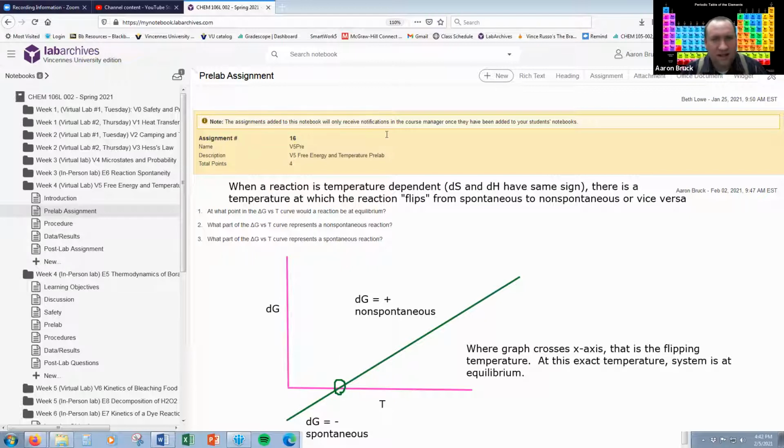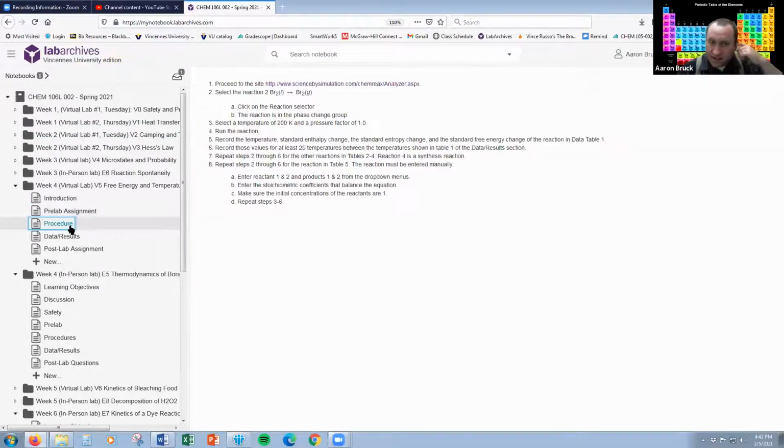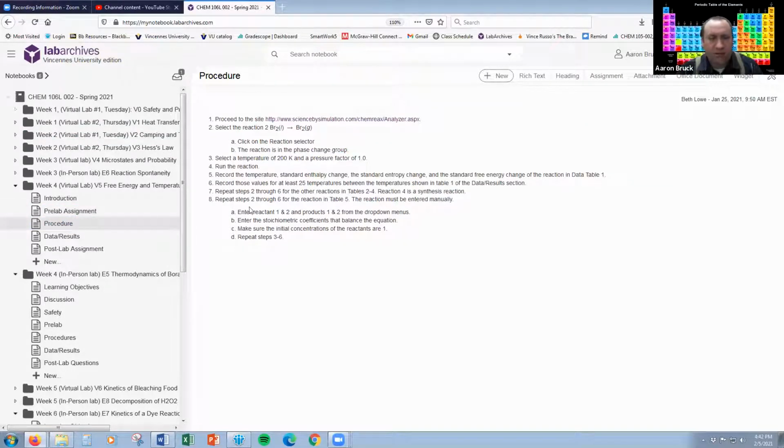So let's get into what this actually means as far as the procedure is concerned for this lab. This is a simulation lab, so you will be doing a simulation. The analyzer we are using is this one. Again, I would strongly suggest doing a control click so that you do not accidentally navigate your way out of lab archives.